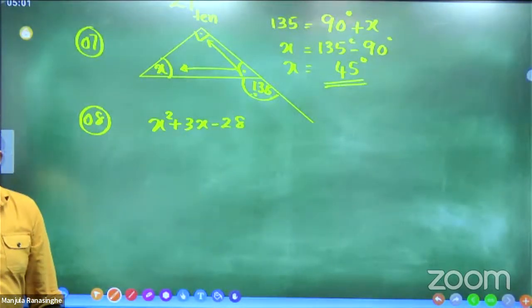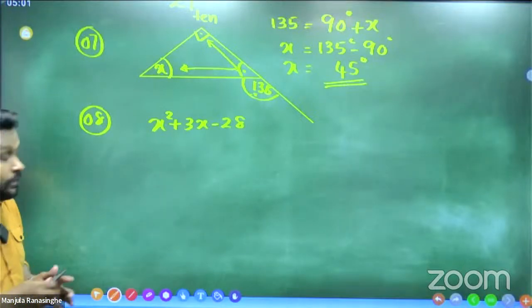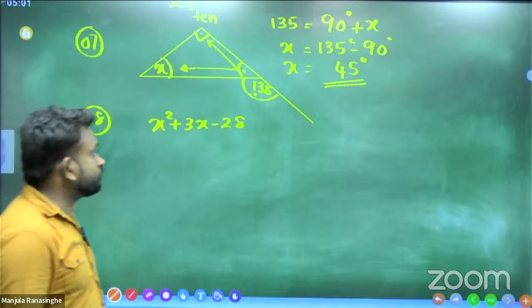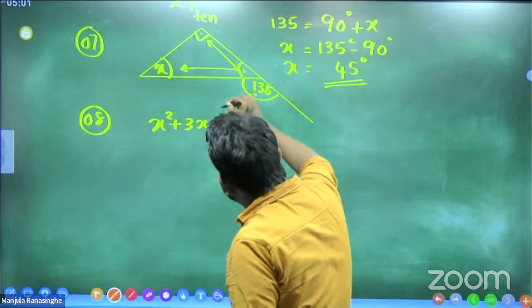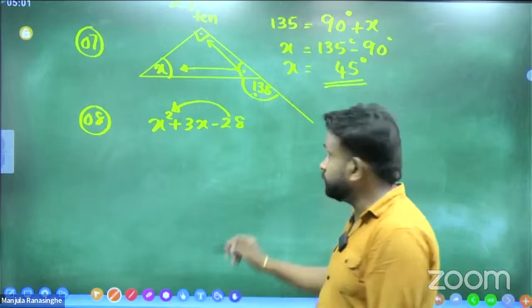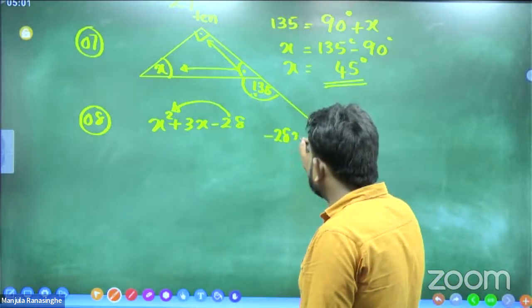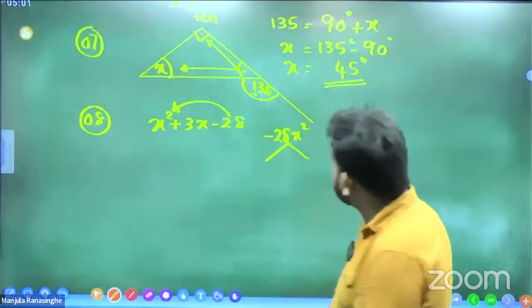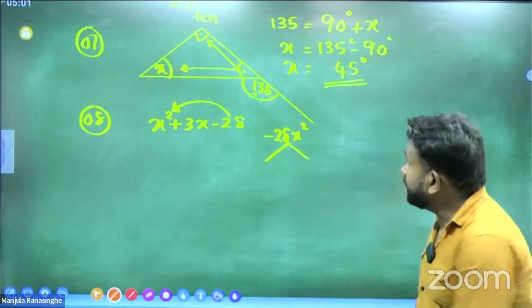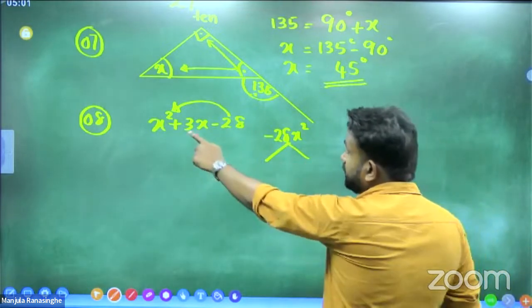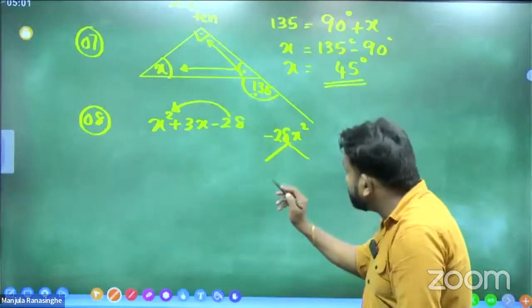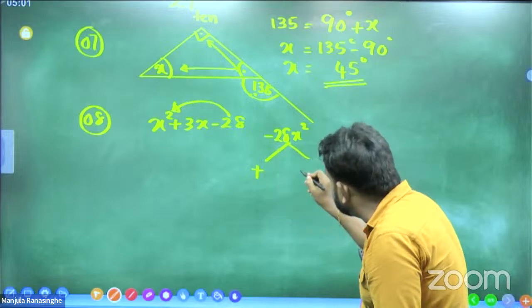In factorizing, what do we see first? This is a trinomial quadratic expression. We multiply minus 28 with x squared, and we get minus 28 x squared. The product is minus 28, and when we add the terms it gives positive 3x. Minus product means one is positive and the other negative.